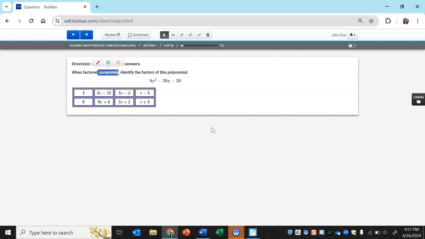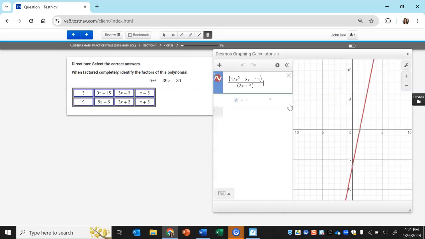So when it says completely factor, I would first go ahead and look at my numbers here and look for a GCF, greatest common factor. So in Desmos, to find the GCF, you can either look for it in here, or you can type GCF and then put a set of parentheses, and then you're looking for the GCF between 9, -39, and -30. So the greatest common factor is 3. So that is actually one of my factors. So I'm going to definitely click that.